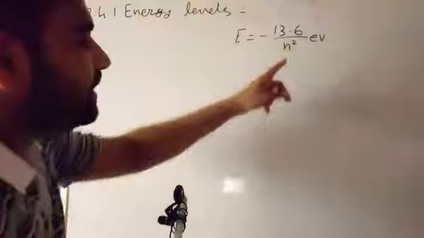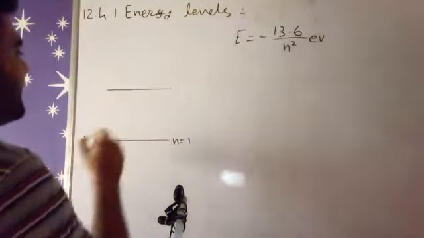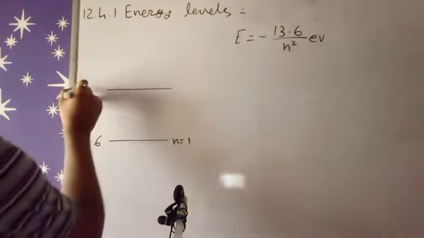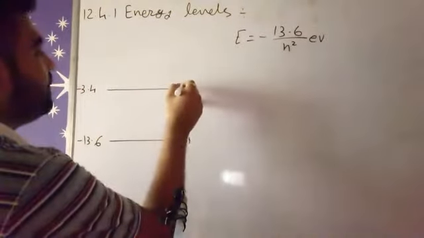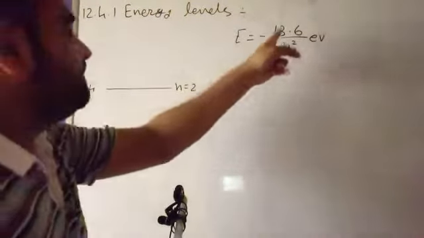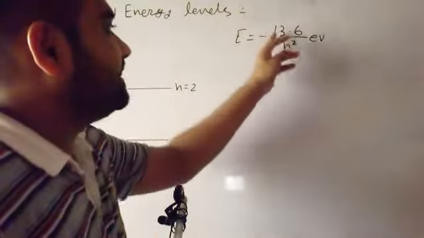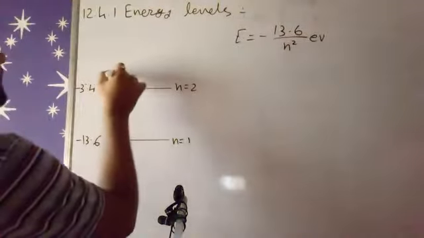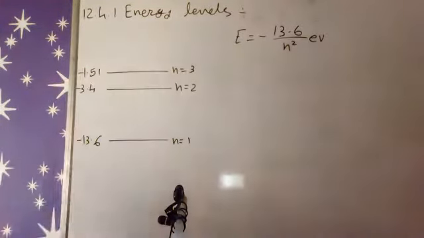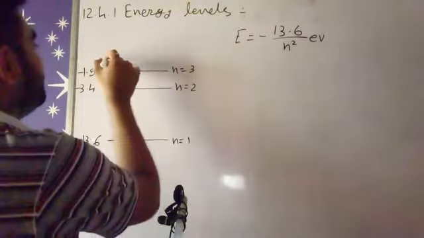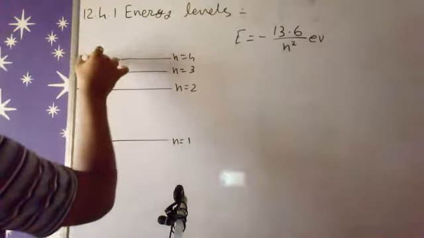If you put 2 here, 13.6 by 4, we have the energy which is minus 3.4. So minus 3.4 means n is equal to 2. Then n is equal to 3, 3 squared is 9, 13.6 by 9, and that is minus 1.51. Then if we put n is equal to 4, we have minus 0.85, and so on.